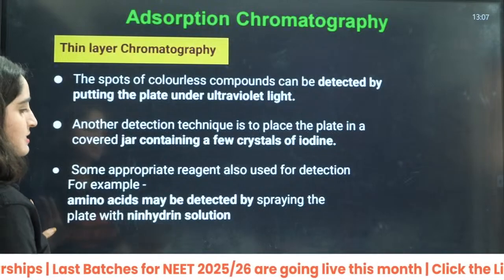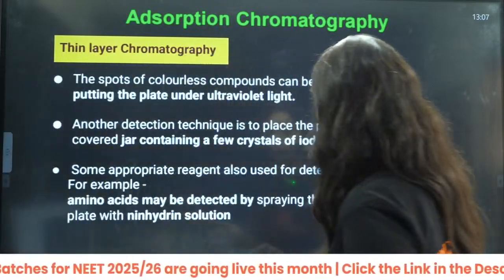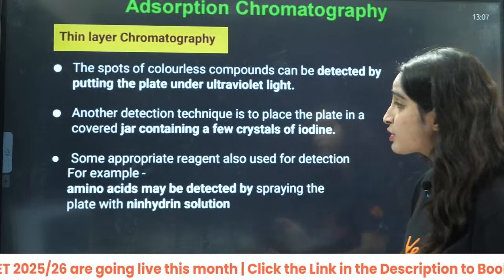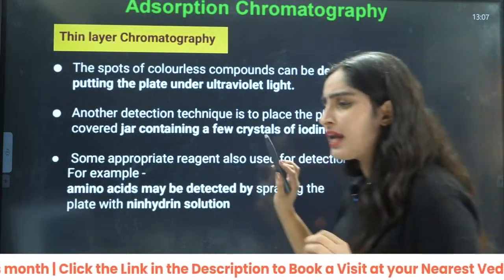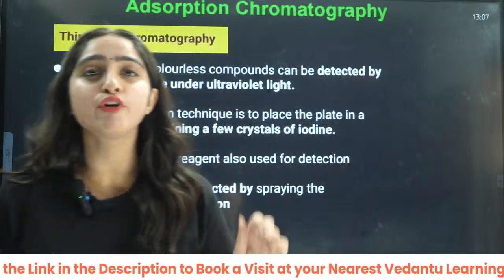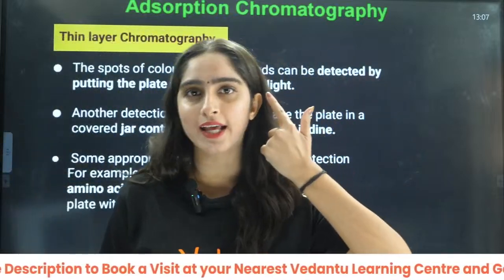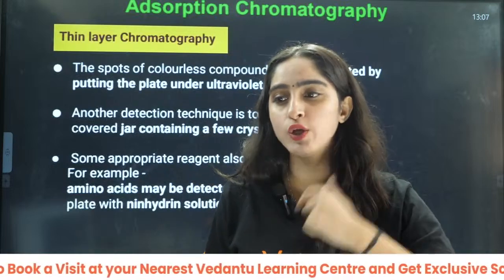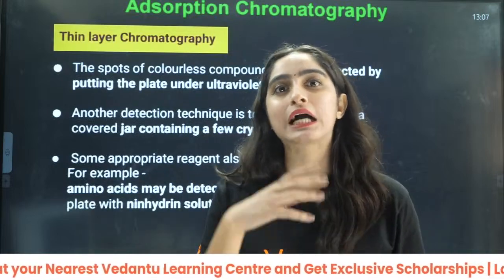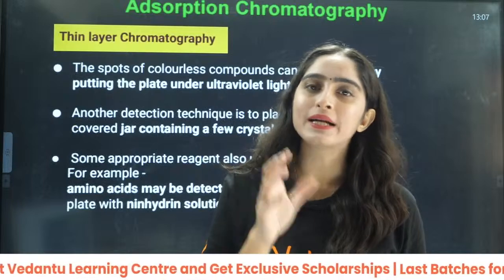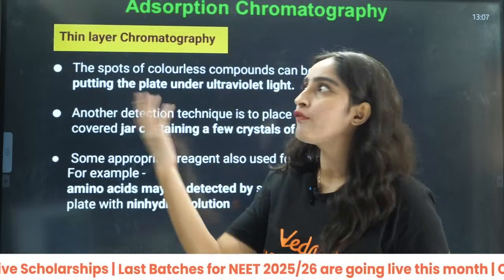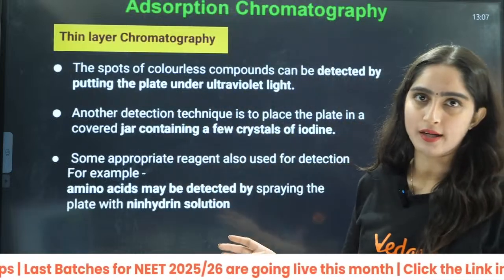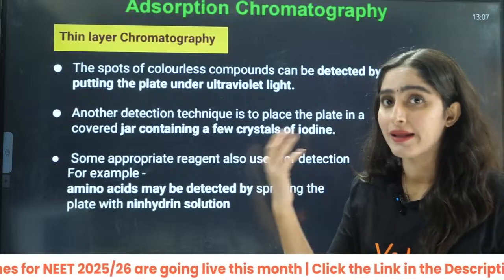Now, next is, let us see some other theory parts of this thin layer chromatography. The spots of colorless compounds. Now, this is very, very important. I told you in the starting that chromatography was usually used because of the color that it was giving us. But now it is also used for separating those components which are not giving us colors. Then how do we identify that we have separated them? We have some other further methods for that.